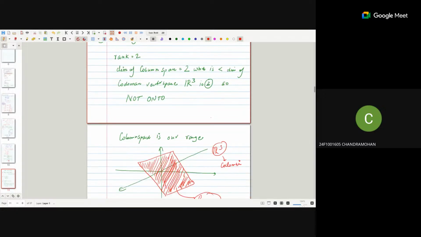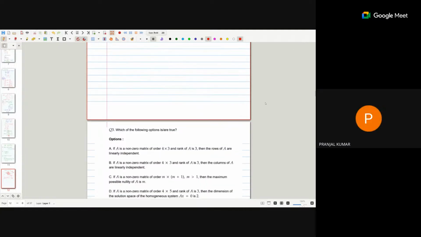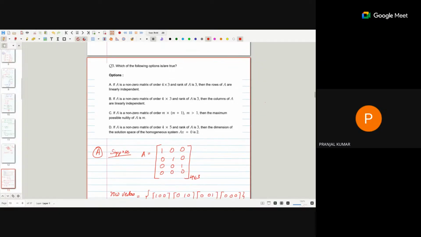So can you please explain the three formulas relating to nullity, rank, and number of variables? See, I'm not able to understand your question properly, so please type it in the chat box if possible.